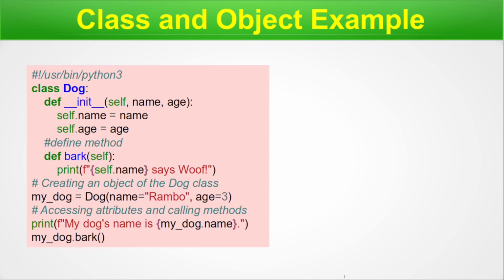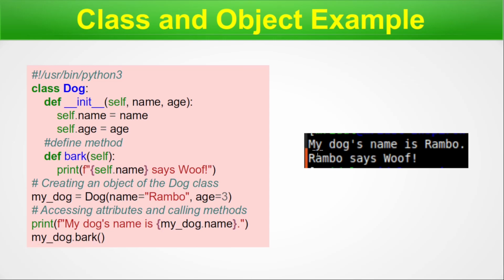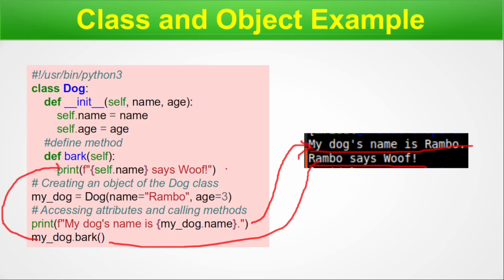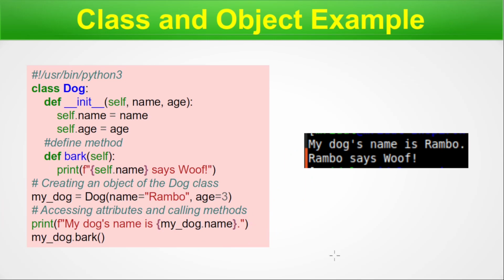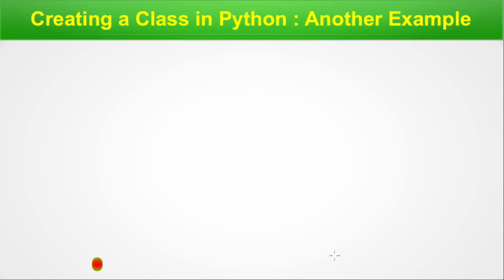Once we execute this particular code in the terminal, this is what happens. My dog's name is Rambo and Rambo says woof. The first command says my dog's name is Rambo, and this one gives Rambo says woof. When this is called, the control goes back to here and this print statement is executed. So that is the very short and sweet example of class, object and method. It's a very simple thing and it is highly relatable to the real world. Now let us move on to the next slide.